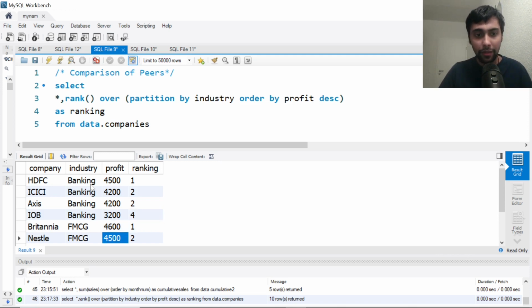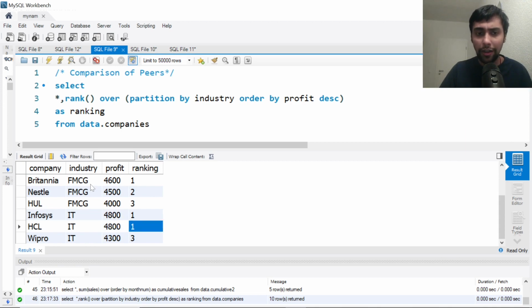Okay. Then in FMCG, there's no problem. There's no same number, so they get rank 1, 2, 3. Then again, when I come to the IT industry, both Infosys and HCL have the same profit, 4,800. Both get rank one. Since there are two first ranks, number two will get skipped. Wipro gets rank 3.